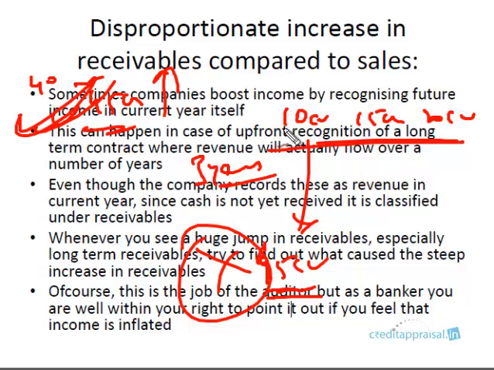Because you're not going to get the cash in this year, right? This will be staying as receivables. For the next 2 years, it will be staying as receivables. So when you have a situation where receivables are increasing very much compared to sales, it is an accounting red flag. Okay, so watch out for this.